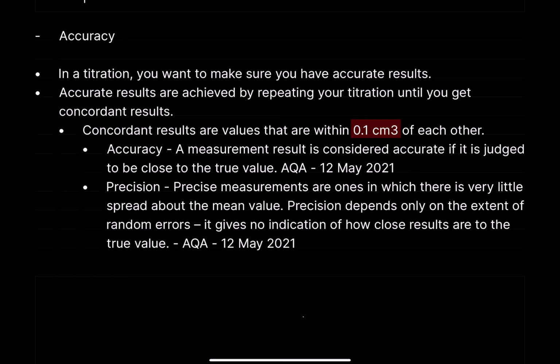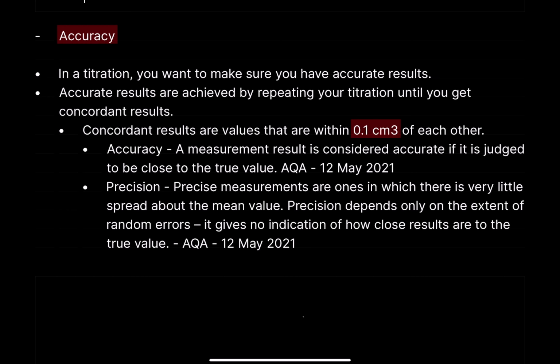Now, this brought me on to this. I saw this part here, accuracy, and I thought this is a very important thing that they may ask. They don't usually ask it in chemistry, more in biology, but in case they do, sometimes people get confused between the difference between accuracy and precision. A measurement result is considered accurate if it's judged to be close to the true value. So an accurate result is one that is close to the true value. When we're talking about accuracy, it's how close the values are to the true value.